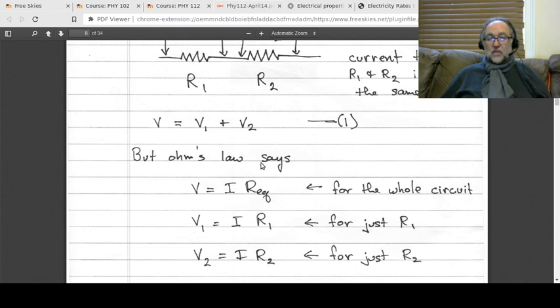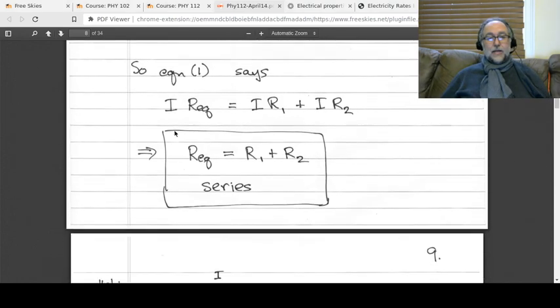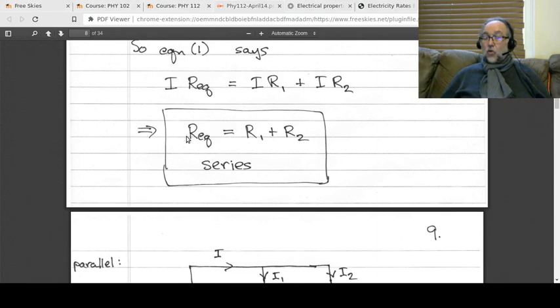So there we go. We've got these 3 equations. Now we can take V1 and V2 and plug them into equation number 1. When we eliminate V, this was our total V, but now we write R equivalent times I, and this is our V1, so we write I times R1, and there's our I times R2 for V2. And notice that the I's cancel out because they're the same for all of them, and ta-da! You get that the equivalent resistance is the sum of the two resistances in series. So there you go.